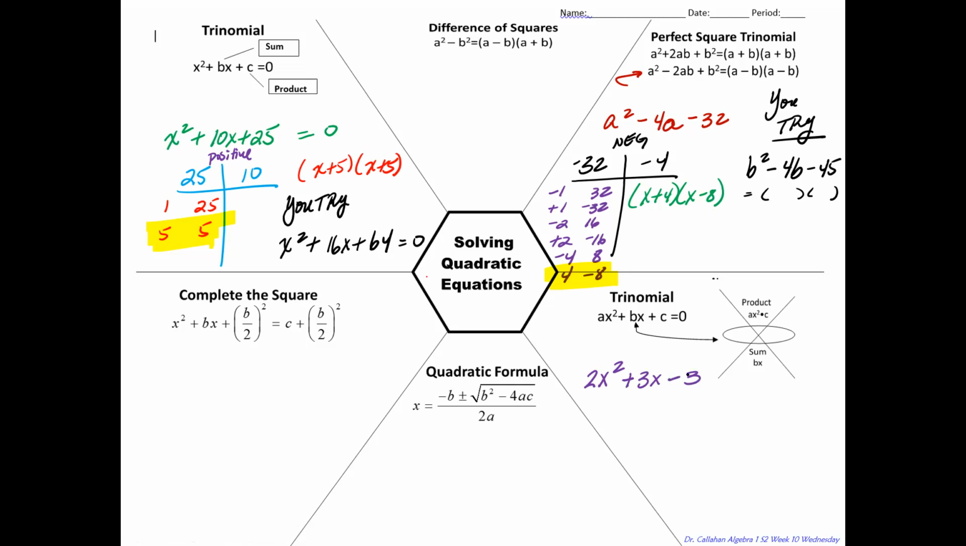Okay, so this one, notice the coefficient in front of the a is bigger than 1. So what you're going to do is take the first number, multiply it by the last number, which gives you a -6. Middle number is a +3. And you're going to notice that you're going to use negative numbers here. So to make a -6, we're going to do a -1 and 6, +1, -6, -2 and 3, +2 and -3.